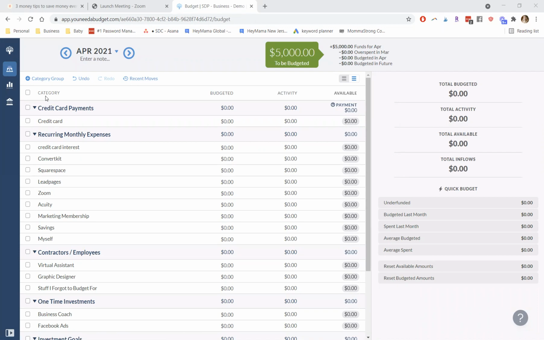In this example, I'm going to be showing you how I used You Need a Budget, or YNAB, which is what us YNABers call it, to create a 6 month savings account. For this example, I'm going to be using a sample business budget.